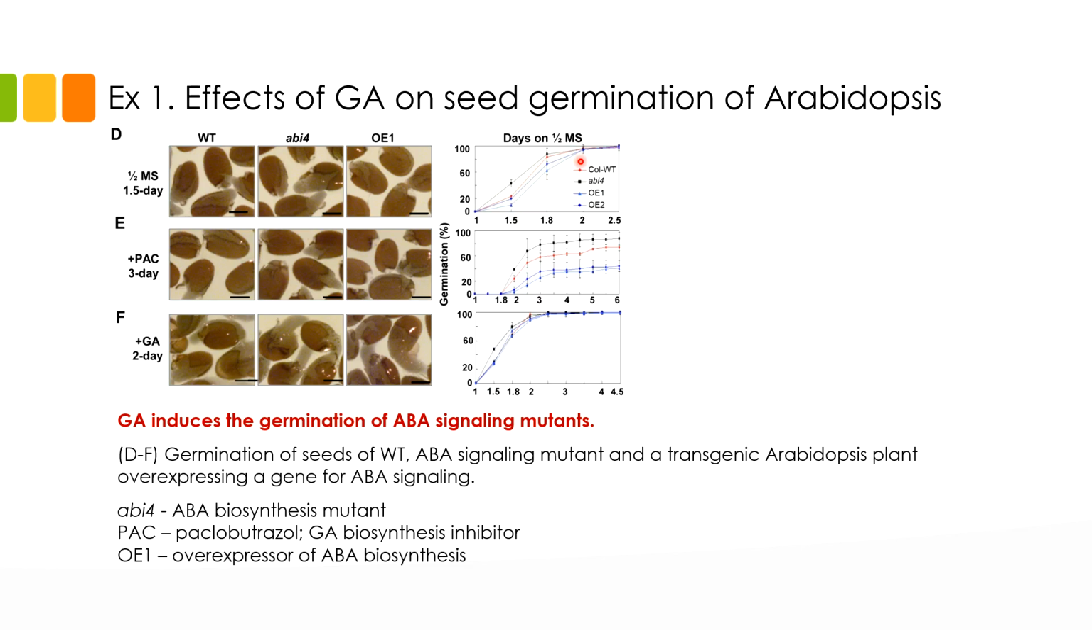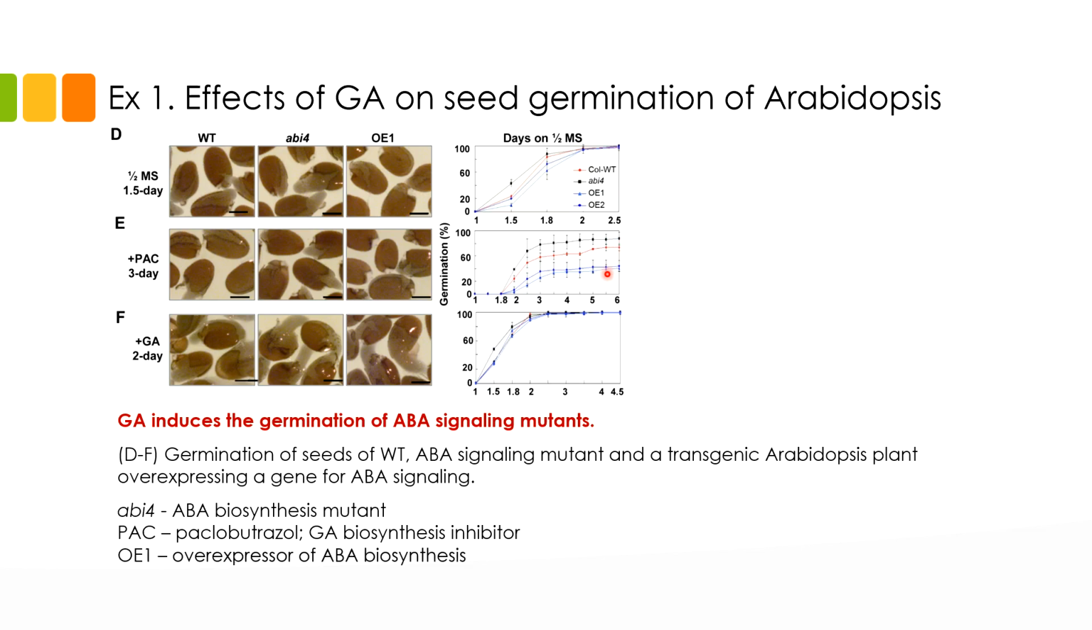OE1 overproduces ABA, and we know that ABA prevents germination, so naturally, if a seed is producing more ABA, it will have lower germination. Now in the second graph, we have a medium supplemented with paclobutrazol. Paclobutrazol, as I said, inhibits GA synthesis. GA is necessary for germination. Without GA, we can expect poor germination of seeds.